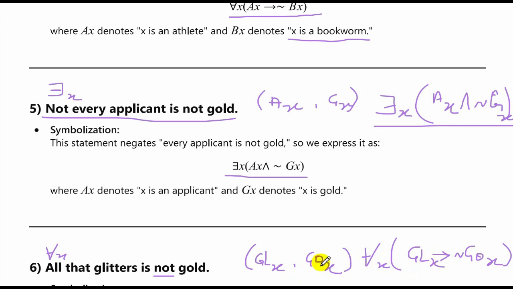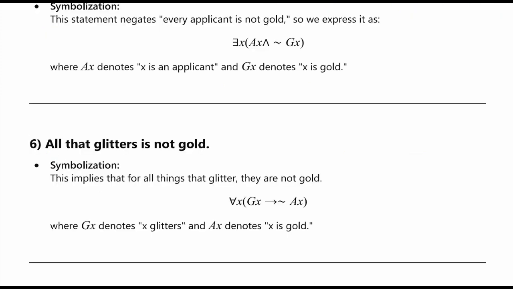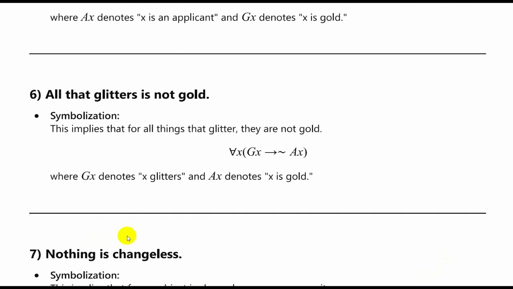Let's see whether the answer is correct. So they have used Gx and Ax, with Ax for gold. It doesn't matter. Whatever they give you, we can write that. So GLx implies it is not gold. Where Gx denotes X glitters, Ax denotes X is gold. As I told you every time, you have to write it in an affirmative, positive manner. Okay, next question. Nothing is changeless.